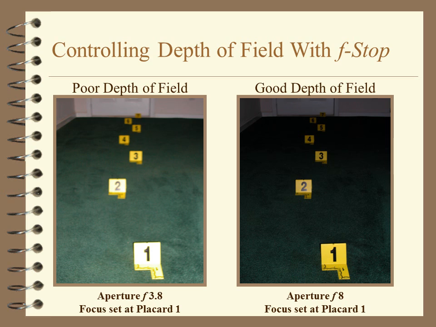This is an example of depth of field. The left-hand side is a poor depth of field. If you'll notice that placard number 1 is focused, but everything else is gradually out of focus. The camera was set at an aperture of f3.8. Not much, in fact, no depth of field really to speak of. The one on the right has good depth of field because the aperture was set at f8. f8 is generally the beginning of where you see good depth of field. Now it is darker, so you're going to have to compensate for less light entering the image sensor by using a slower shutter speed.